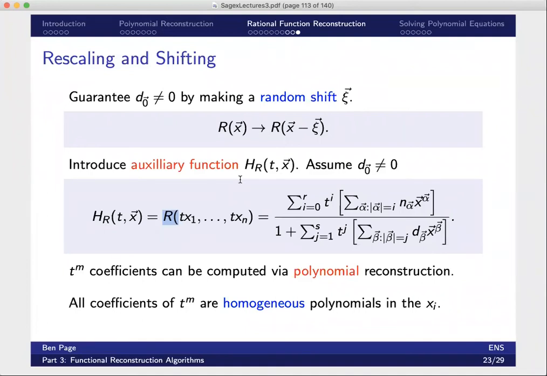And there are other algorithms out there that try to make use of the sparsity. And there, yes, it's going to become more complicated to play this shift game. But in the case that I'm presenting here, you can definitely solve the problem of reducing it to a rational function reconstruction by making a random shift.